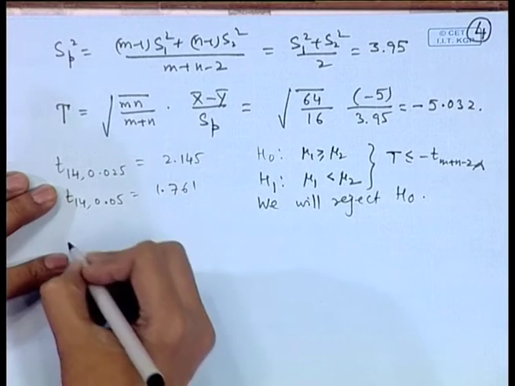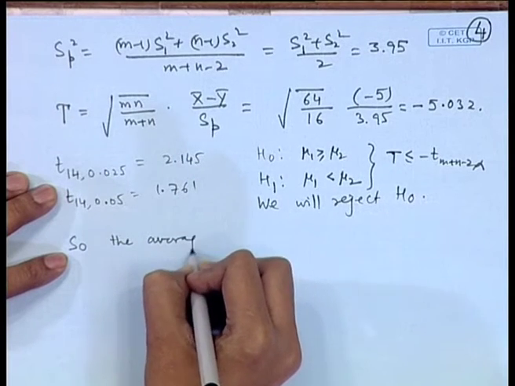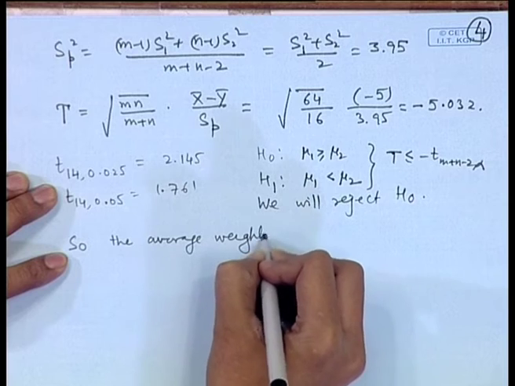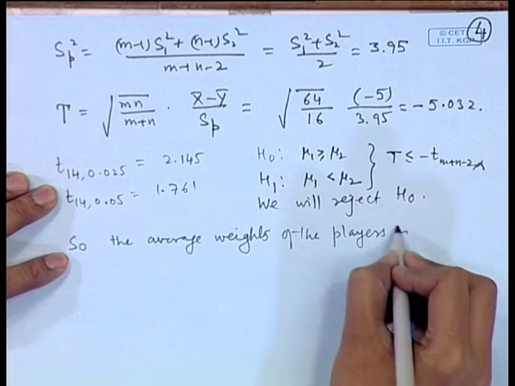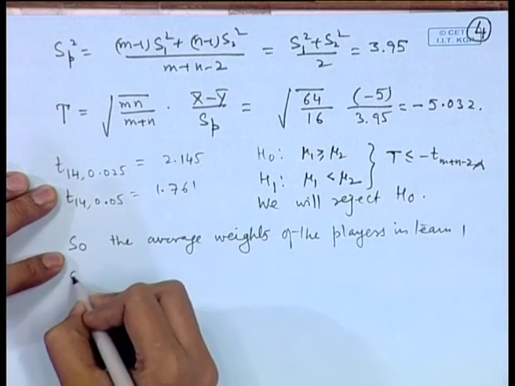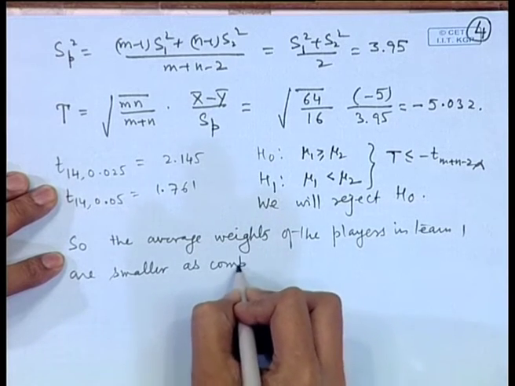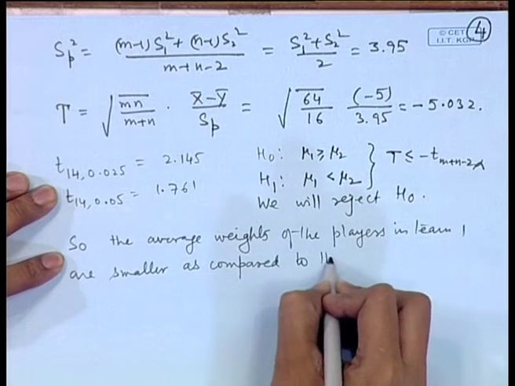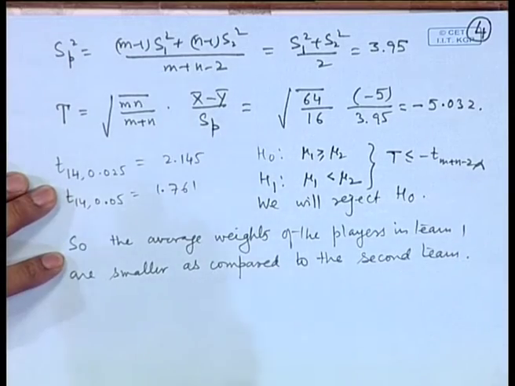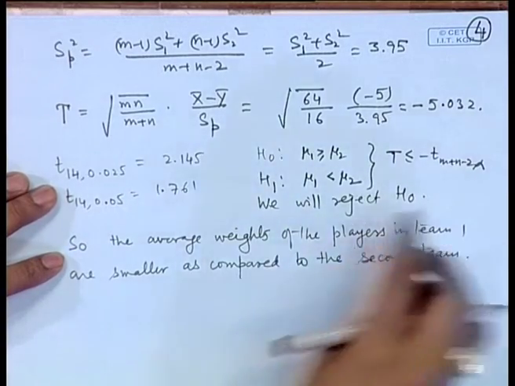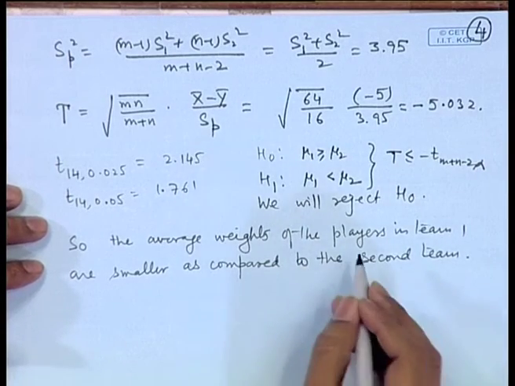So, the average weights of the players in team 1 are smaller as compared to the second team. So, here we will say it is significantly smaller.